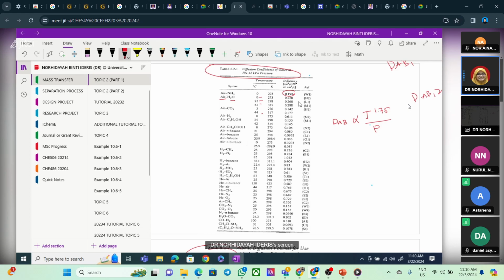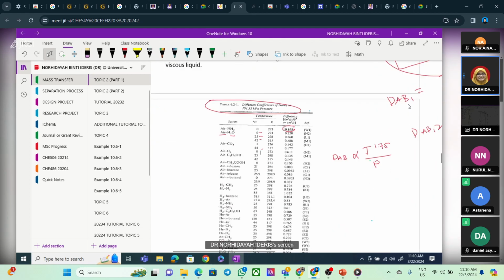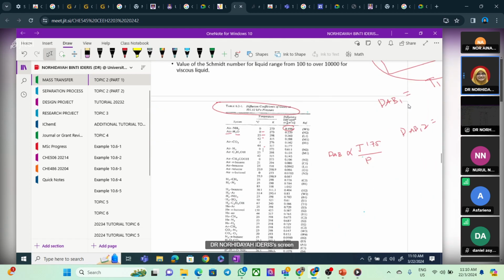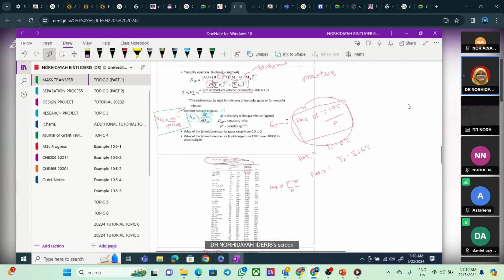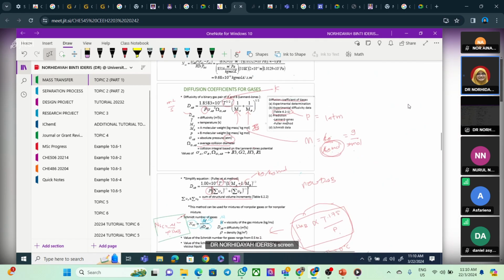Alright, so if you are dealing with the common system, then okay, you can refer to this table. However, sometimes, especially during your design project, kan, kita akan jumpalah sistem yang pelik-pelik kan. Kita tak ada pun dekat dalam buku semua tu. So, we need to make some kind of calculation or estimation. Okay, kita kena guna equation untuk cari nilai DAB.